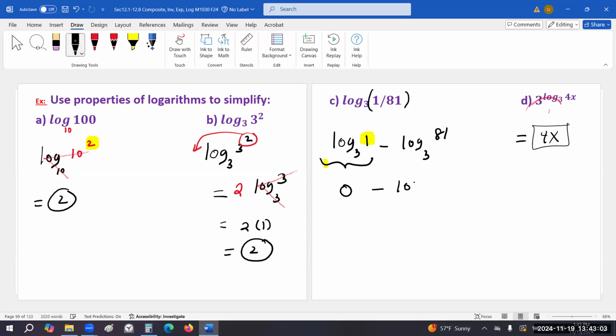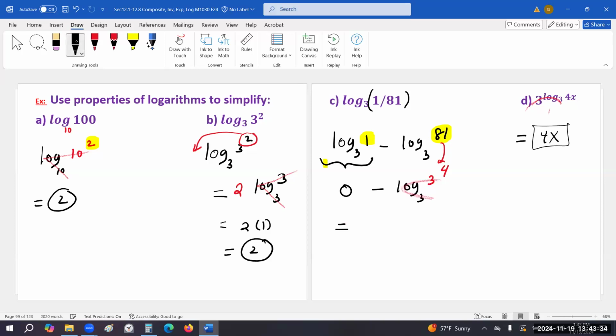And we will rewrite 81 as a power of 3. See, we have no idea what log base 3 of 81 is, so we are going to rewrite 81 using base 3. We can't have log in the answer, because we are simplifying the log. So this 81 is 3 to the 4, and now we'll cancel log 3 and the 3.